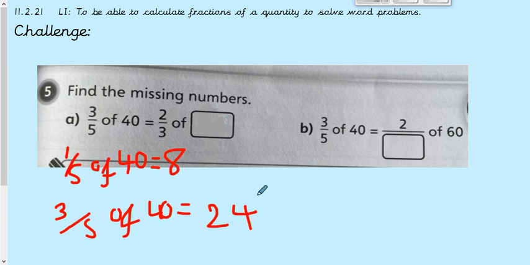So in order to do that, if you know 24 is going to be your whole number, you divide that by 2. Actually, let me draw a fraction strip. That might be able to help explain it a bit more.